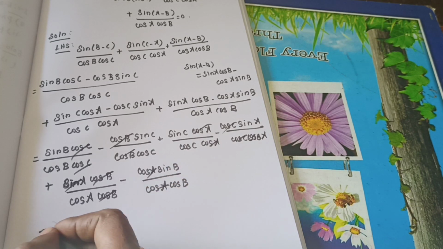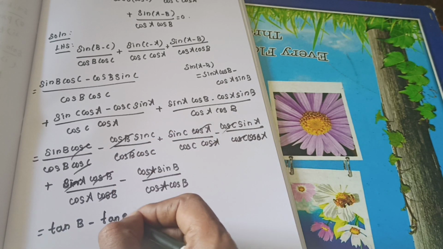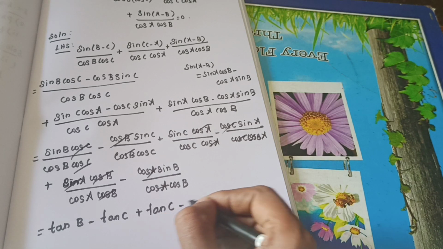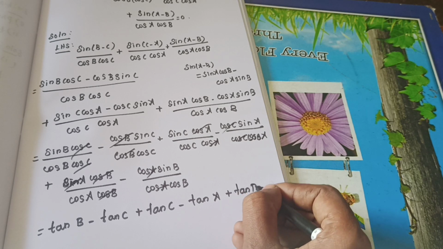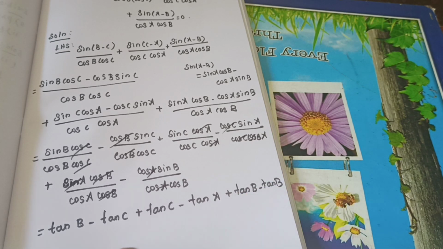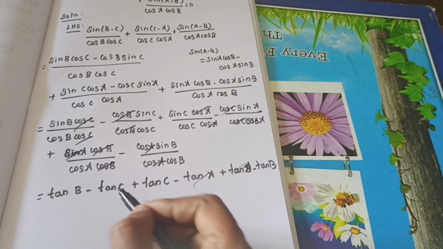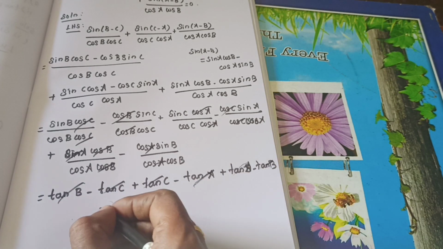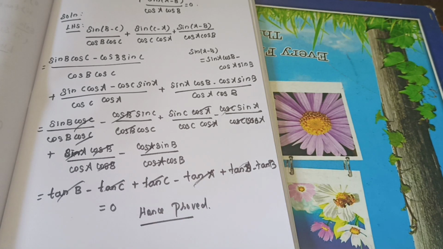Okay, write down all the remaining. Sin B by cos B we will write as tan B. Sin by cos means tan C. Next one, plus tan C minus tan A, plus tan B minus tan B. Tan A. This one cancels. C, B, B. What's the answer? 0. Hence proved. Understand? We only use sin(A minus B), separate into terms, then change sin by cos to tan. You will get that. Let's move to the next question.